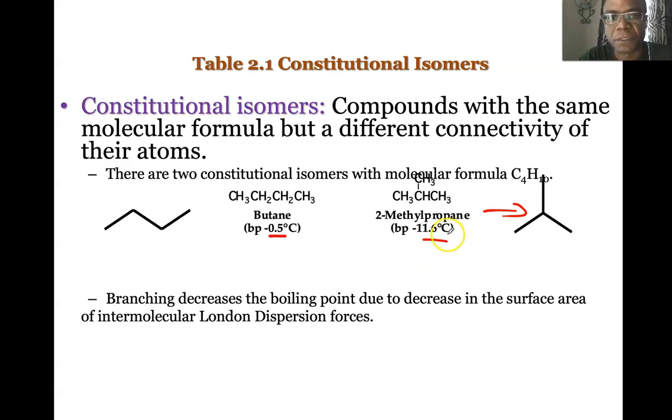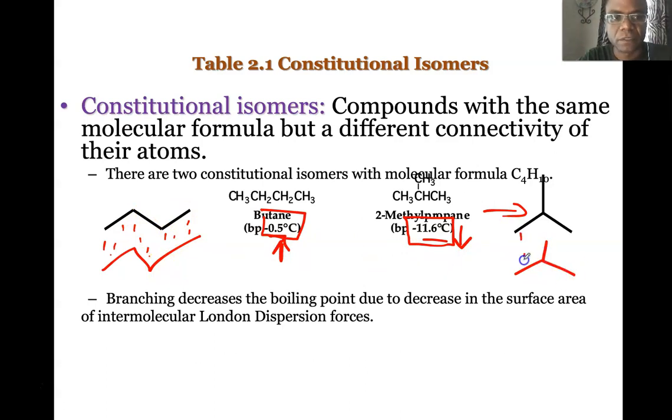Sorry, let me repeat. To prove that, you'll see that butane has a boiling point of negative 0.5. 2-methylpropane has a boiling point of negative 11.6. Obviously, butane has the higher boiling point, while this one is lower, more negative. So branching decreases the surface area of the intermolecular forces in this case, because there's no electronegative element in the structures. You only have London dispersion forces.